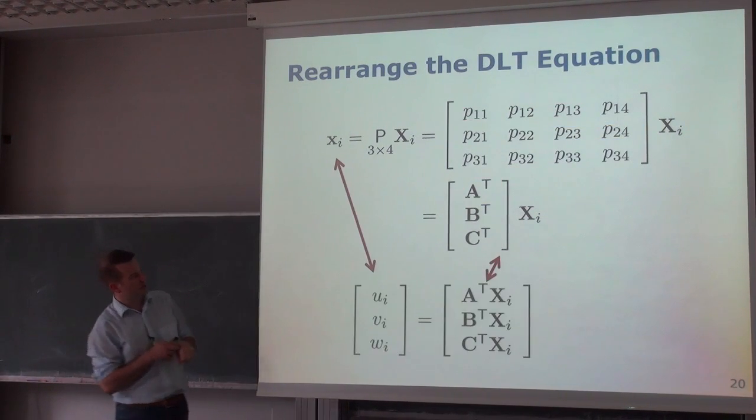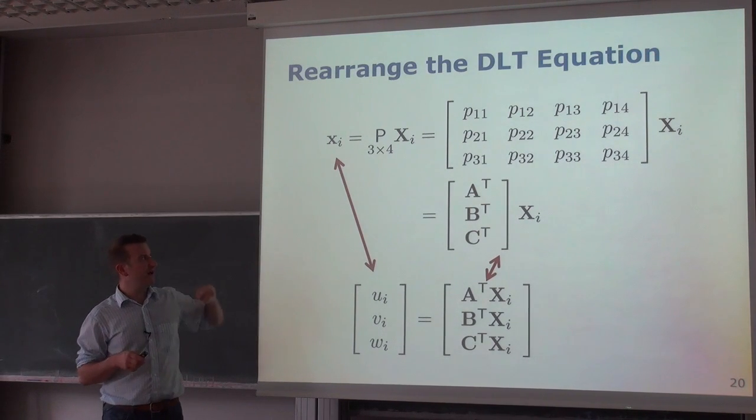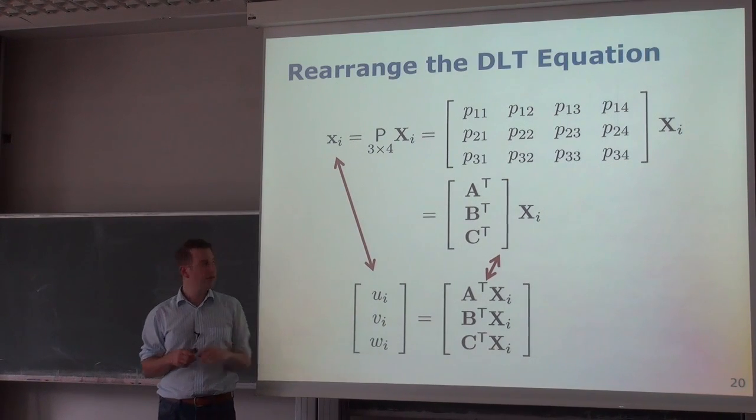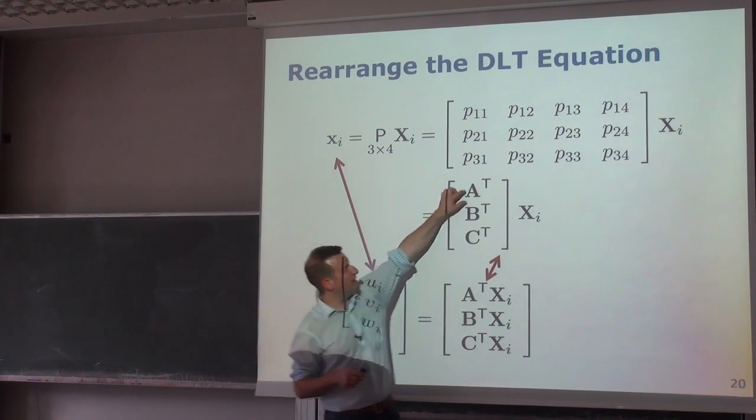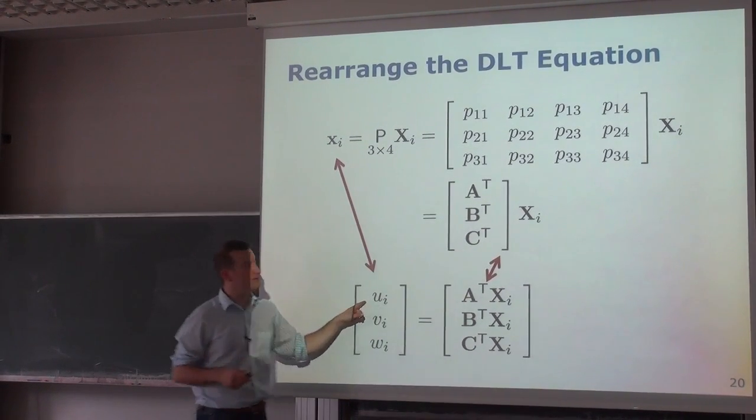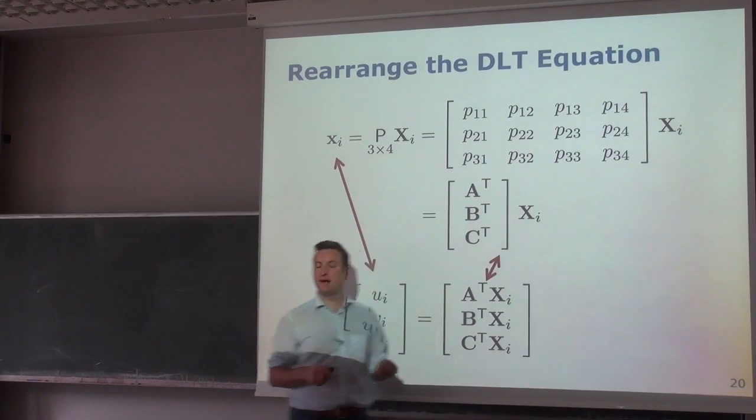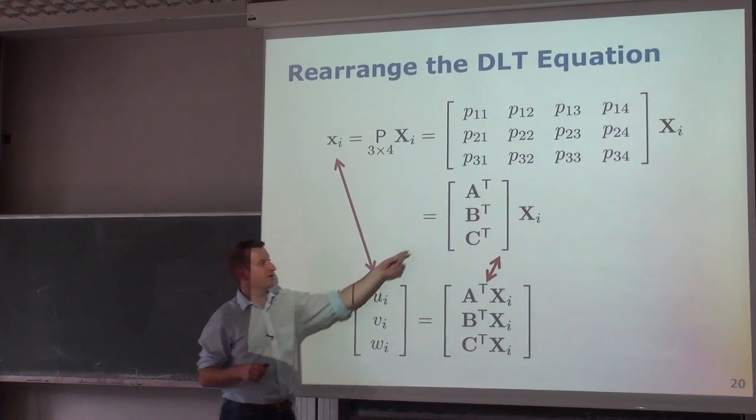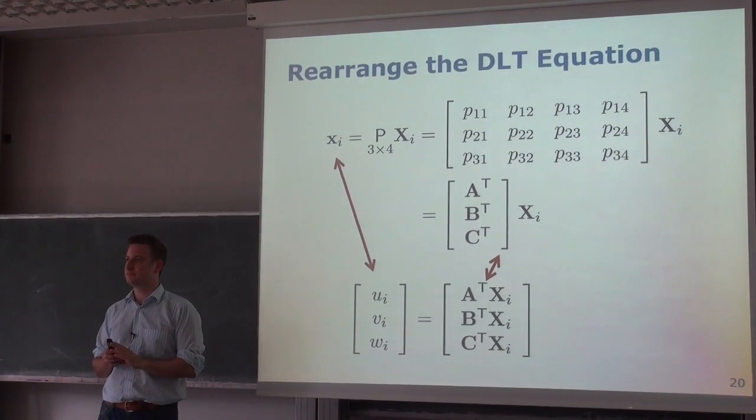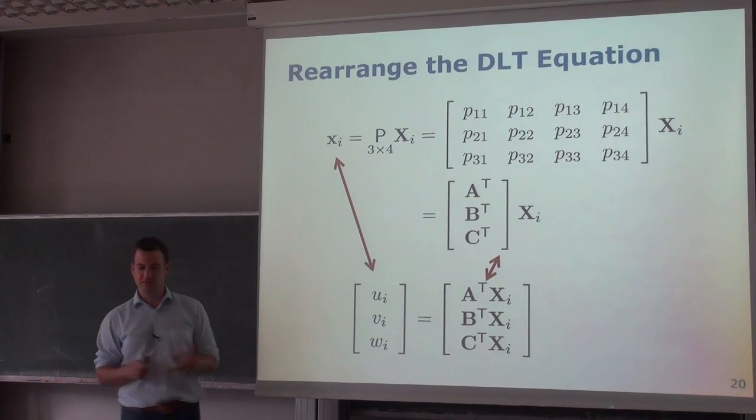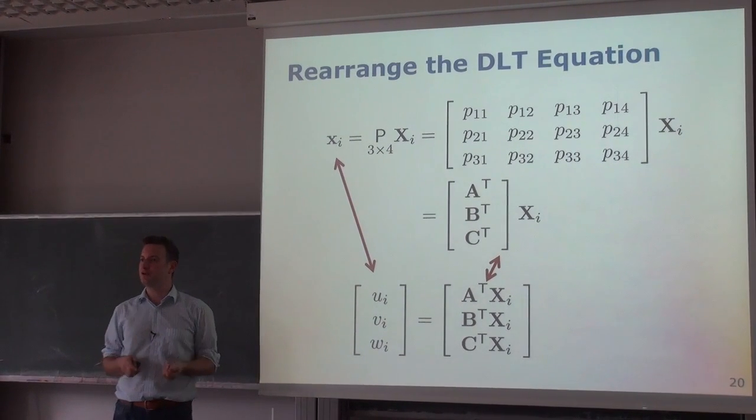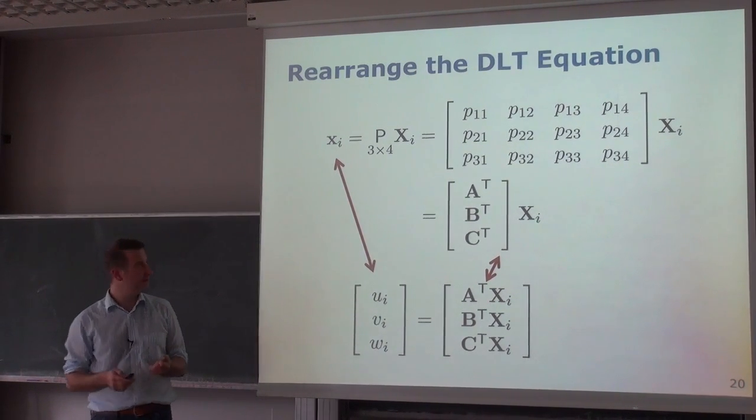If we use this way of writing, then we can specify this point in homogeneous coordinates, ui, vi, wi, by multiplying this vector with this vector. Over here, it corresponds to u. The vector b transposed times xi gives me the second coordinate, and c times xi gives me the third coordinate. Okay? So no black magic has happened. We just introduced some auxiliary variables a, b, and c in order to simplify our life.